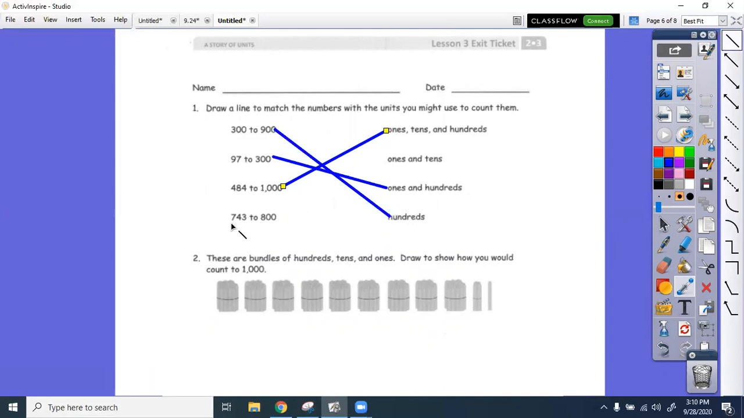But let's look at why. 743 to 800. It's very close. I'm at 43, 53, 63, 73, 83, 93, and some ones, I'm at 800. So that would be the simplest choice. So that one would go here.